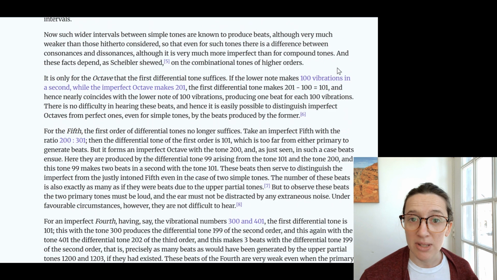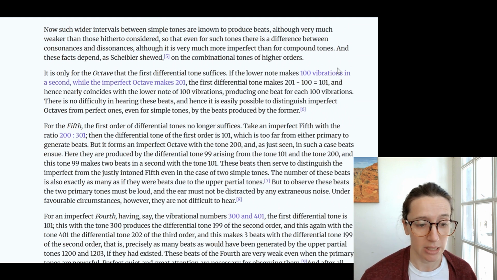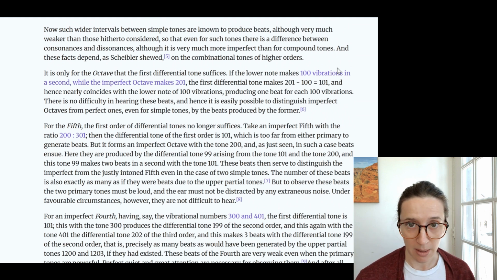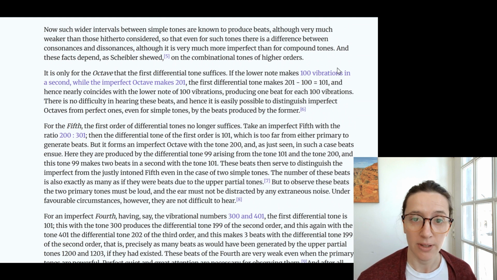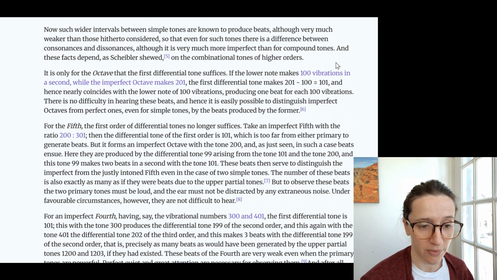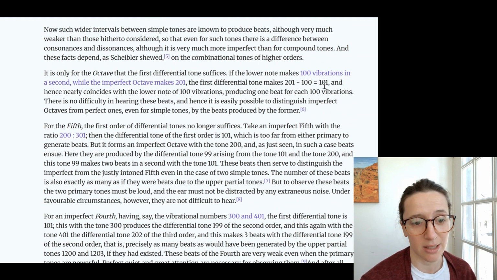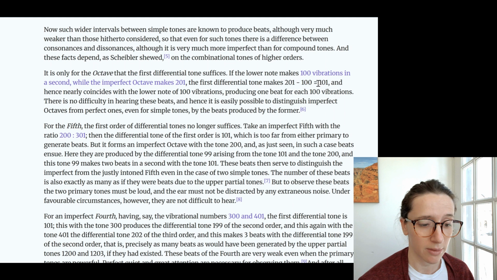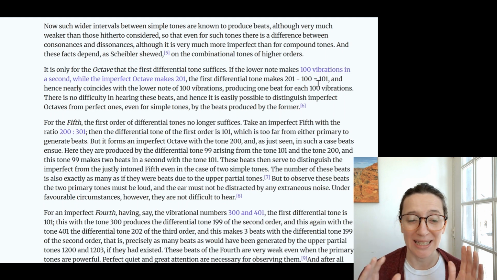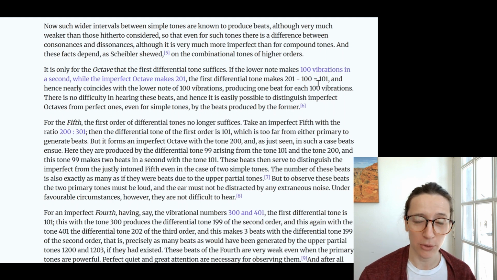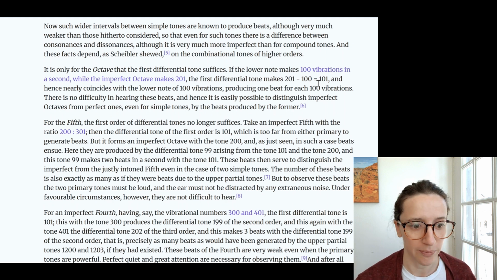Now, what about simple tones that have no upper partials? Let's take, for example, an out-of-tune octave. 2 simple tones, 100 vibrations in a second, and 201. The first differential tone is 101, and 101 is going to beat with the lower tone of 100. So a differential tone allows us to hear the beats of an out-of-tune octave, but for other intervals of simple tones, we have to move beyond the first order differential.